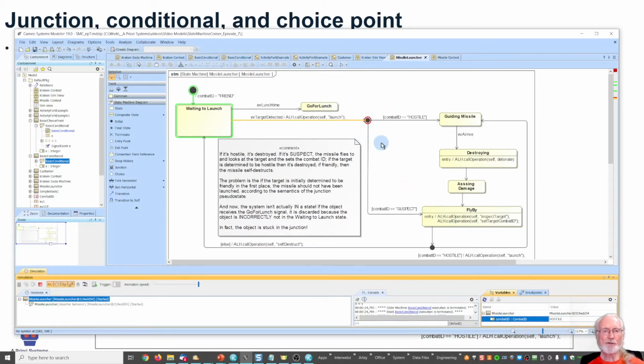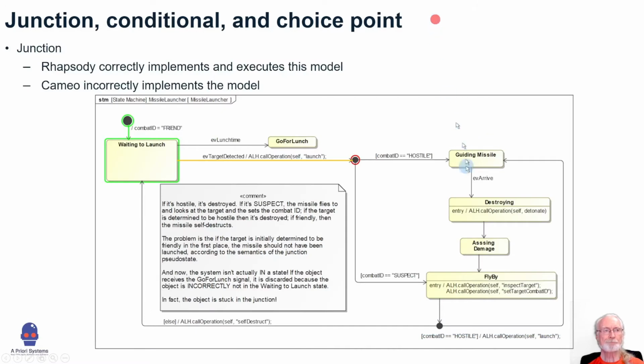This is said to be an ill-formed model. And this is why I recommend you never use choice points, because it's easy to get stuck. If you're using choice points, I recommend you always have at least one guard be else, because otherwise you'll be stuck and your model will be broken. So that's why I recommend you don't use choice points. But Cameo incorrectly implements Junction as a choice point.